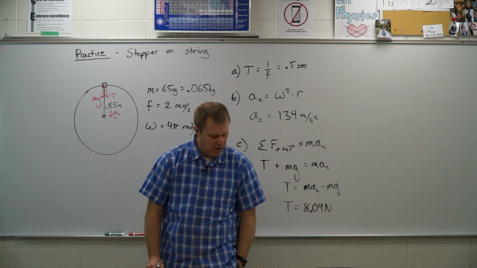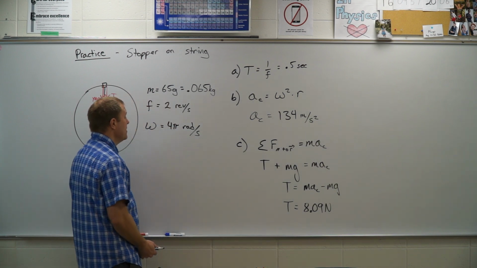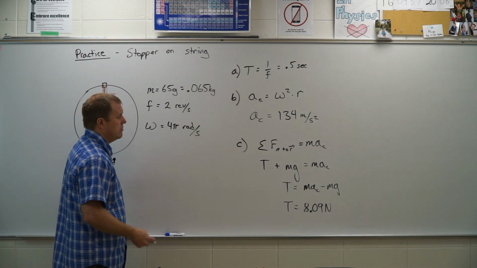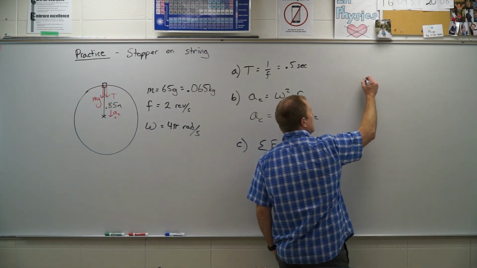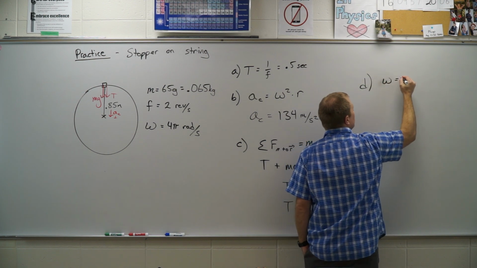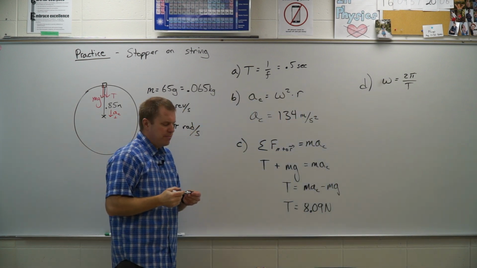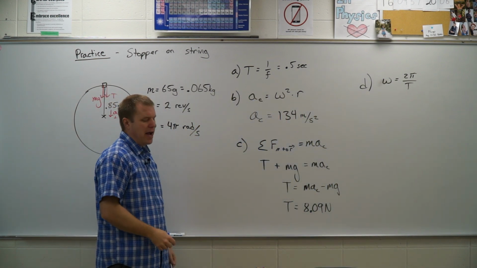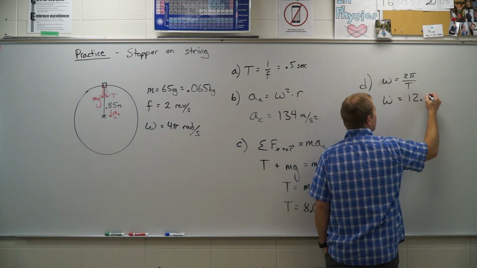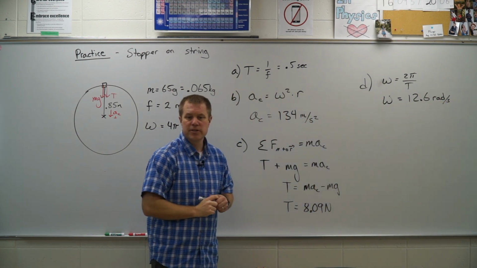Part D wants you to find what is the angular velocity of the stopper. So what is omega? Well, we already found that, so that's pretty straightforward. If we hadn't found that already, maybe you would have chosen the method of omega is equal to 2 pi divided by the period, where you plug in your period of 0.5 seconds and you get that 4 pi number. We like to have that in more of a decimal format, so that comes out to 12.6 radians per second. And there's that practice problem you did.